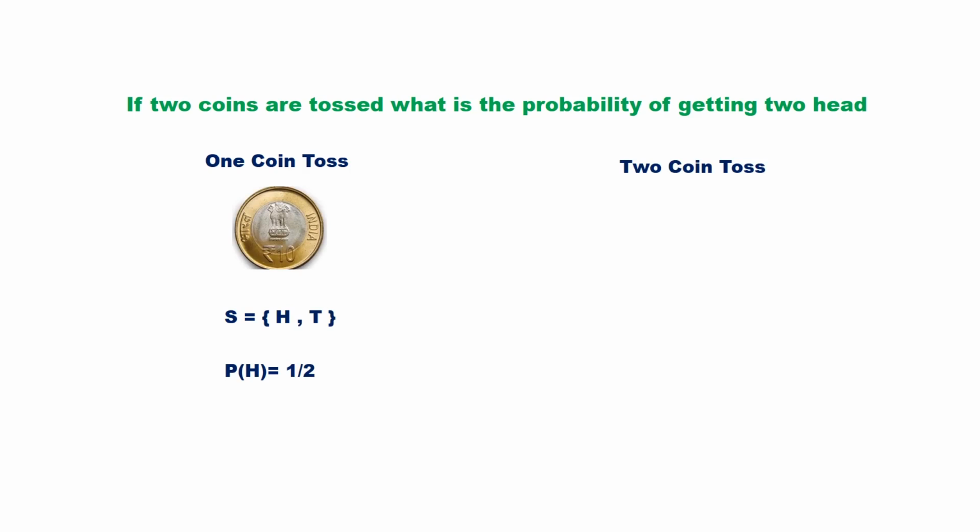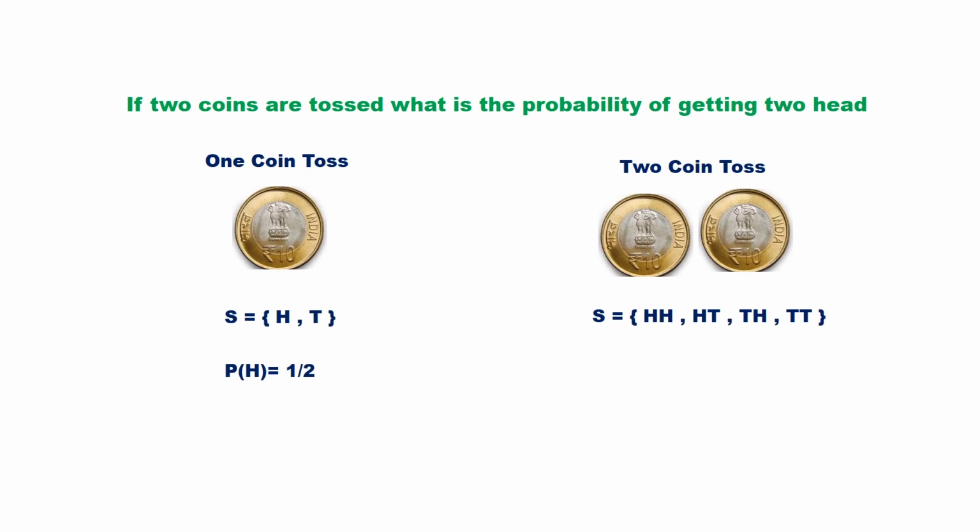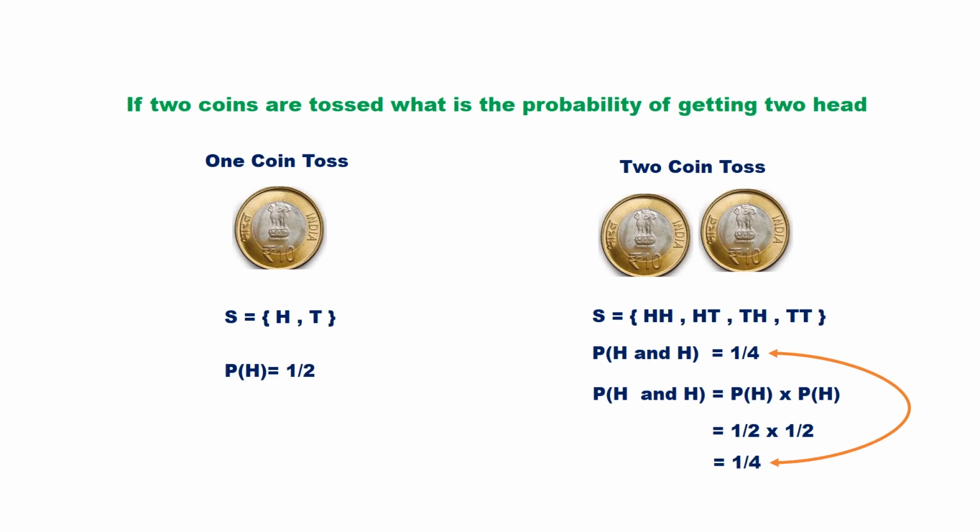Let us consider the case of two coin toss. The sample space includes both are head, first one head and the second tail, first tail and the second head, and both are tail. Hence, the probability of getting two heads is 1 by 4. Let us compute this by multiplying the probability of two independent events. Probability of head and head is equal to probability of head into probability of head. This is equal to 1 by 2 into 1 by 2 is equal to 1 by 4, which is the same as we have computed earlier.